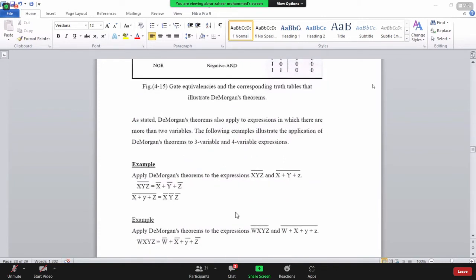Here we can see examples of De Morgan's theorem. We apply De Morgan's theorem to the expression x, y, z the whole bar, which is equal to what? X bar plus y bar plus z bar. And we can apply it to the expression w, x, y, z the whole bar, which is equal to what? W bar plus x bar plus y bar plus z bar.